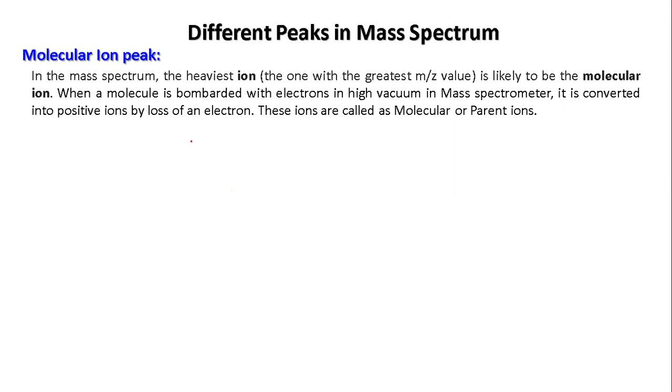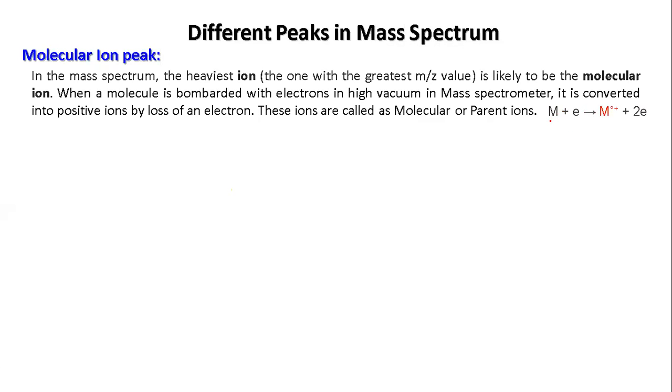When a molecule is bombarded with electrons in high vacuum in the mass spectrometer, it is converted into its positive ions. We are considering the positive ions, formed by losing one electron. These ions are called the molecular ion or parent ion. So that terminology you need to know. Molecular ion and parent ion are almost the same thing.